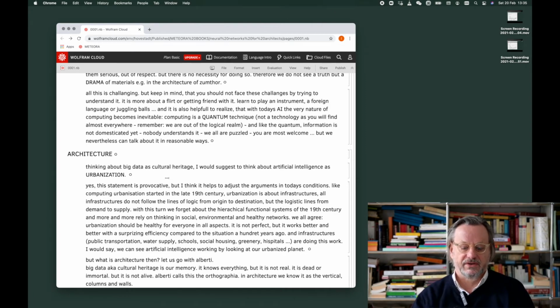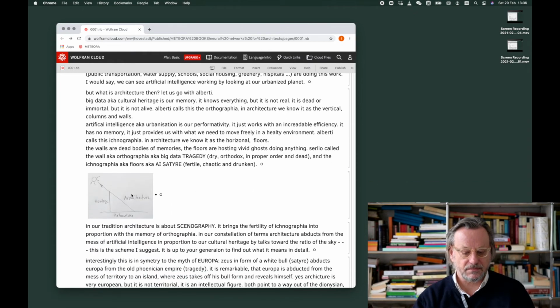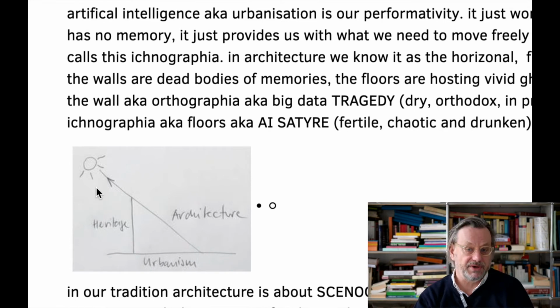That's interesting. So therefore, I would say, working with Vitruvius and Alberti again, big data is with our cultural heritage, this is with orthographia, and this is the vertical of our buildings or our cities. The horizontal is ethnographia, which is the vivid, fertile ground of things. Cultural heritage is dead, like the walls in our architectural setup. The urbanization, the infrastructures, the floor is fertile. Things happen, things never expected, and so on. There's all this kind of Babylonian confusion and so on.